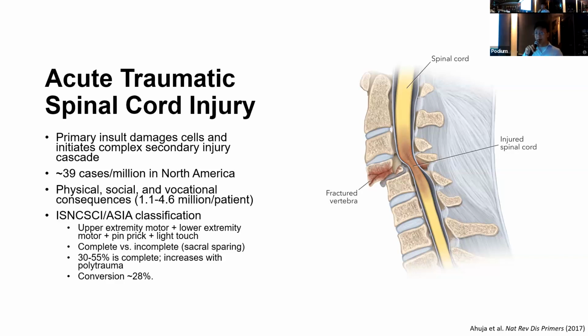The most common classification system that's used is the ASIA classification, which combines essentially a full neurological exam and is most importantly able to differentiate between a complete and an incomplete injury with the assessments of the most distal part of a testable neurological area, which is the sacral area. Around 30 to 55% is usually quoted in the literature as being complete, and this increases with polytrauma, and the conversion rate of, let's say, an ASIA A injury to a B, C, D, or E injury is around 20%.